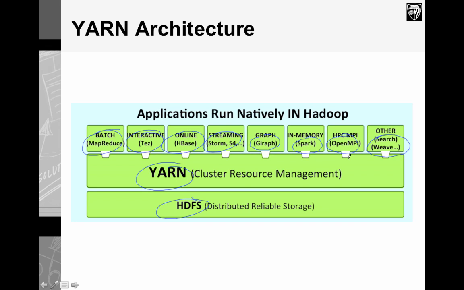For example, Storm allows you to do streaming processing. Giraph allows you to do graph processing. MapReduce allows you to do batch processing. Tez allows you to do interactive processing. Different kinds of processing technologies can be put on the Yarn platform. That's really what Yarn gives you.